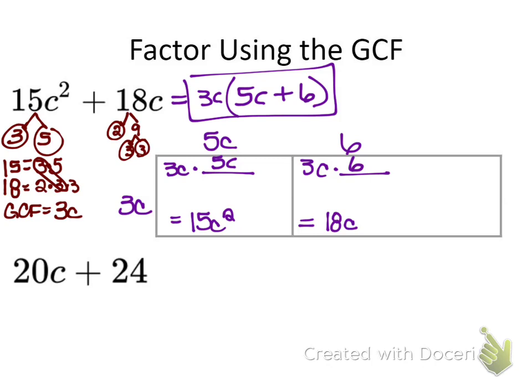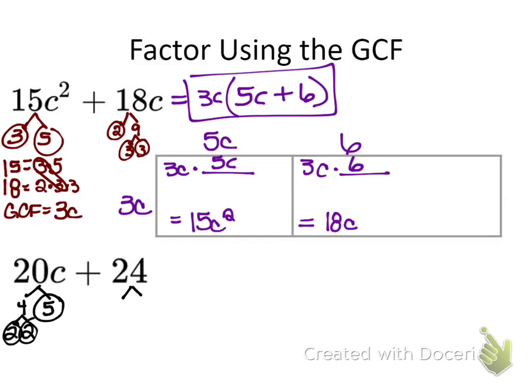So the next one, we're looking for the greatest common factor. That is correct. So how would I find the greatest common factor of 20c and 24? 4 times 5. Okay. I love the 20c and 24. What else? I have 4 times 5. 2.